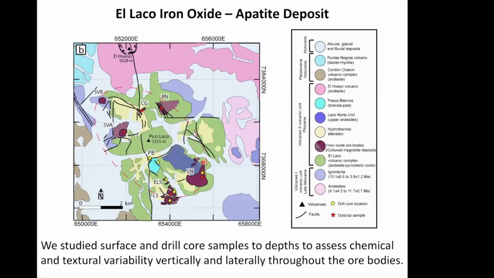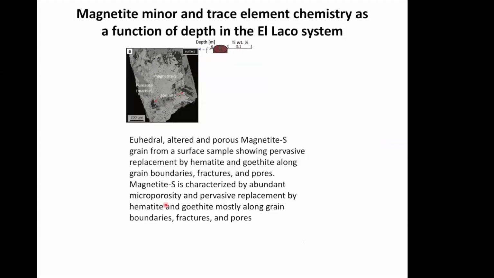So what we've done over the last few years is we've collected samples from all of the ore bodies, and we've studied drill core, here highlighted in the yellow stars. So we've looked at samples in 5 drill core from multiple ore bodies, which, as best we can tell, gives us the first set of samples from depth in the ore bodies. And here, I'm going to walk you through the data that we've put together over the last few years.